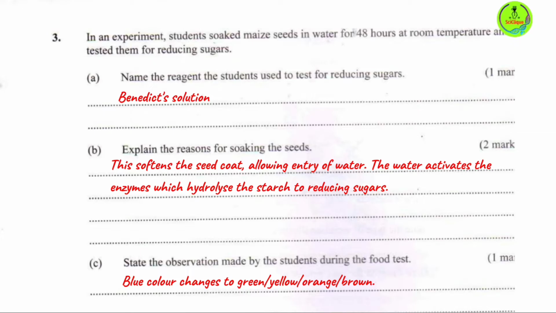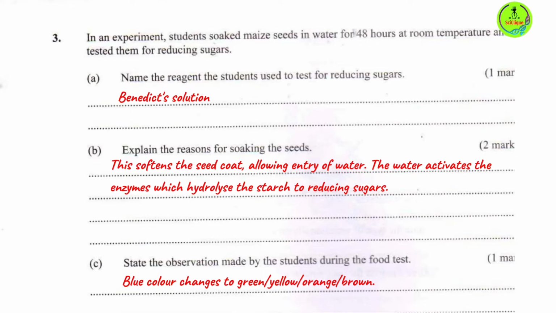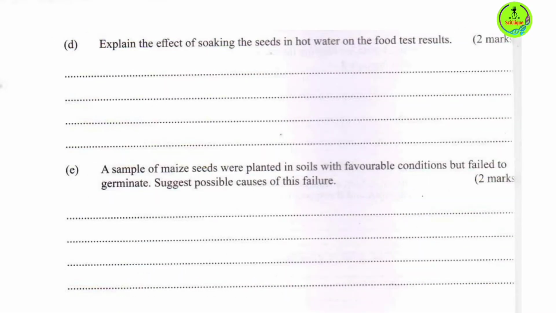Now, I want to say this. You can simply phrase your answer as blue color changes to yellow or blue color changes to orange. If you decide to include the sequence, then ensure that it's correct, because otherwise you will lose marks. Part D. Explain the effect of soaking the seeds in hot water on the food test results.